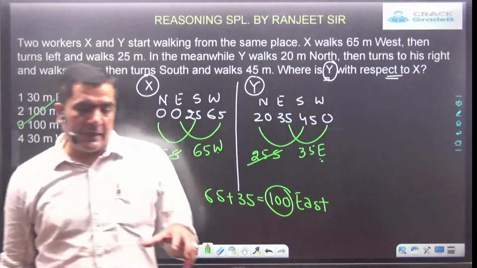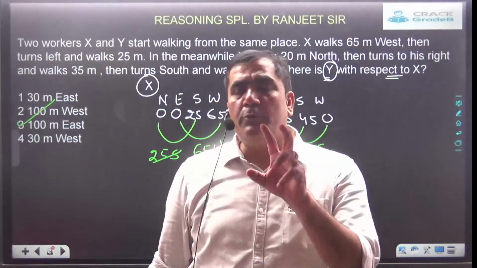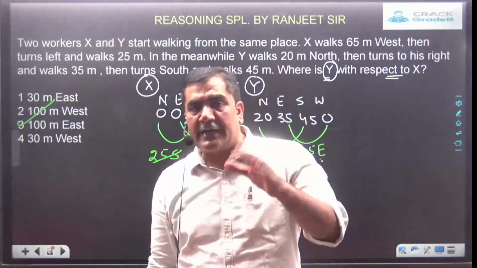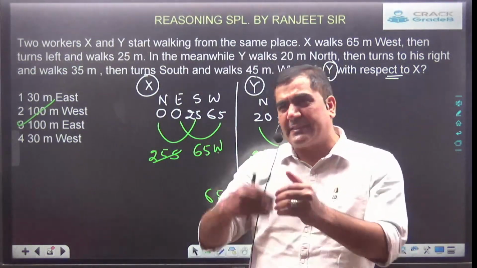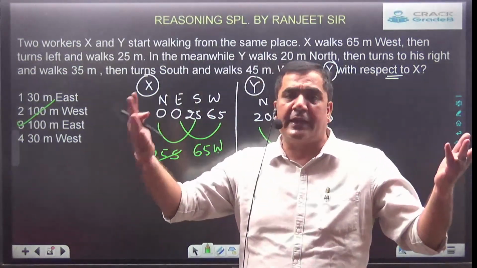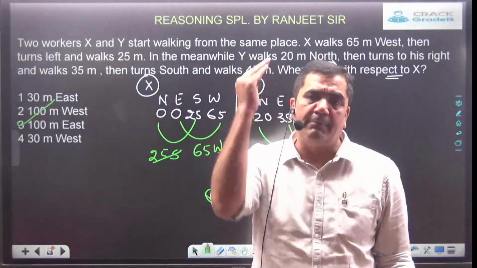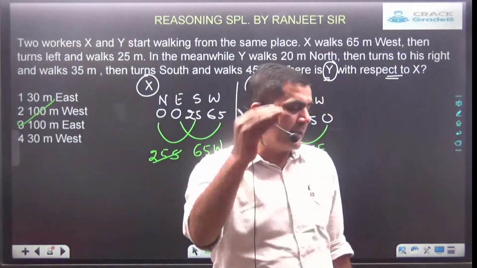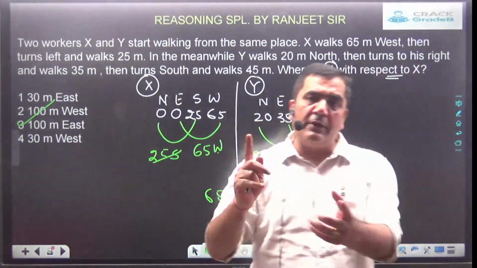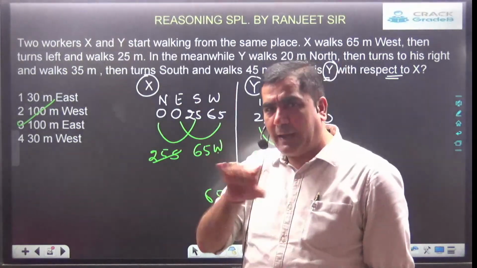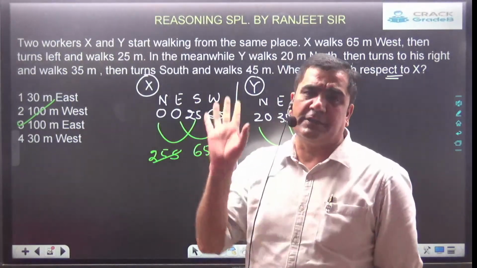Okay, so in today's class, we have understood the concept of two persons' movement from the same point. Whenever two persons start moving from the same point in the same direction or maybe in the opposite direction, how to get the answer of these questions without plotting the map. So in future, whenever any question like this comes, please don't plot the map, because plotting the map in the exam is not so easy.